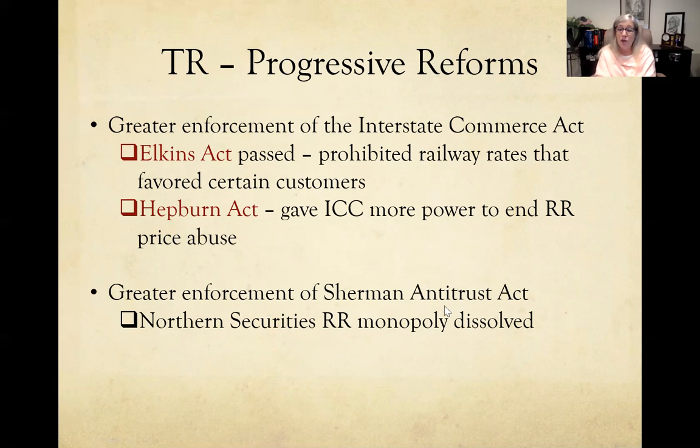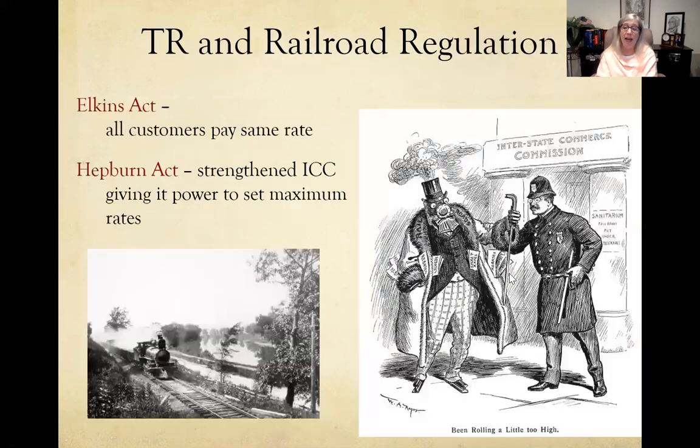And then now the Sherman Antitrust Act is also going to be given more authority, and monopolies are going to start to be dissolved. So this is the beginning of progressive reform under Theodore Roosevelt. Railroad regulation, and we're starting to see antitrust legislation, right? So there's the Elkins Act and the Hepburn Act.